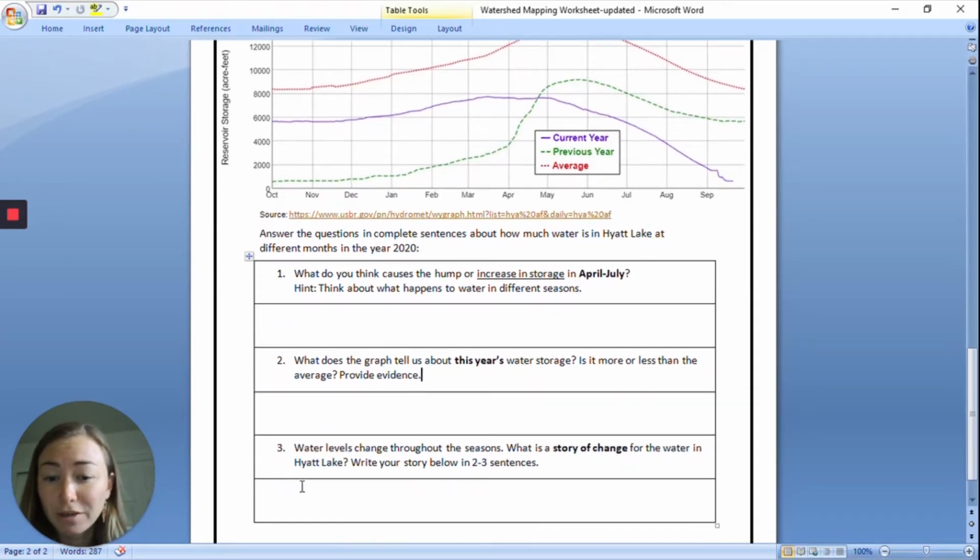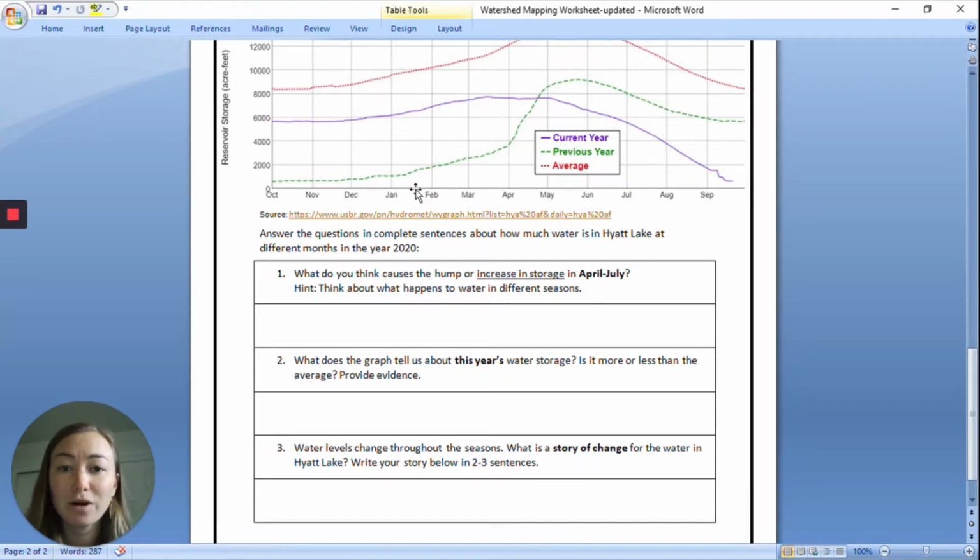Okay, and then water levels change throughout the seasons. What is the story of change for water in Hyatt Lake? Write your story below in 2 to 3 sentences. So water levels change throughout the seasons. Remember, in the wintertime, in November, December, January, February, there's a lot of snow and the water is frozen, so it's not quite in the lake, but it's starting to fill up.